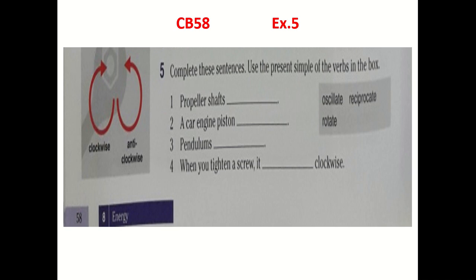In this exercise, you will complete the sentences using the present simple of the verbs in the box. You have the verbs in the box here on your right. We have oscillate, reciprocate, and rotate. Remember, we use the base form of the verb if the subject is plural, but we add s if the subject is singular. So, first you need to find out if the subject is singular or plural. Then you know whether you're going to use the base form of the verb or you add s to the verb. We'll do number one together.